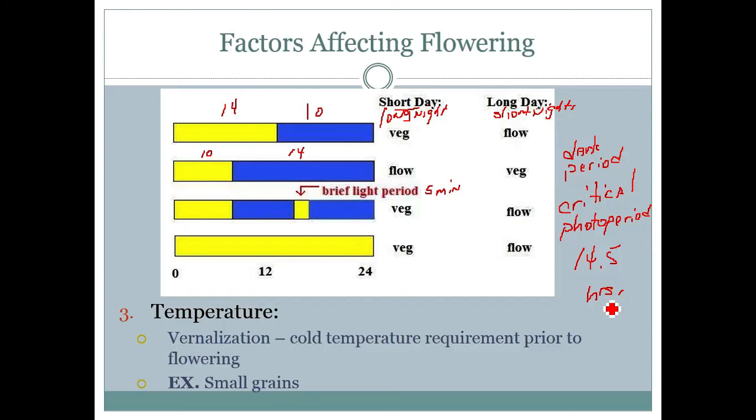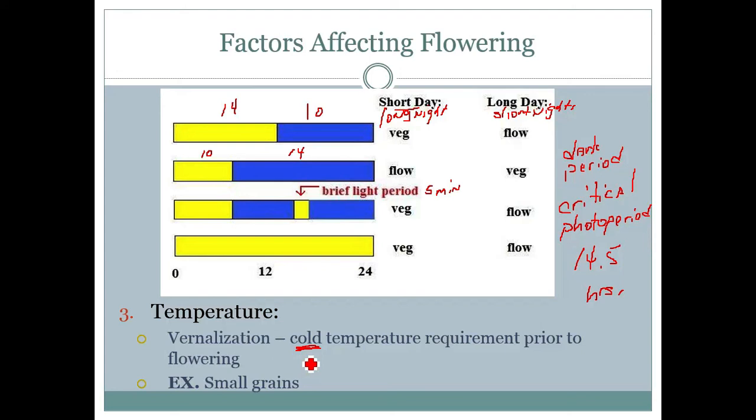Other things that can affect flowering is the temperature, and this is primarily a factor in small grains. And the reason being is that for these small grains, you've got to have a cold temperature to stimulate flowering. And what happens is these things get planted in the fall. Remember, these small grains, they're cool season crops. They get planted in the fall. It's usually fairly warm at that time. And then wintertime sets in, and they go dormant.